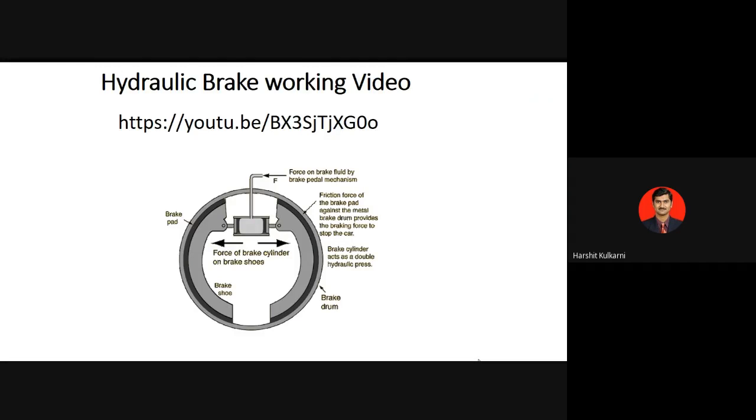Now let us see a typical application of fluid power by taking an example. All of you know that brakes are the most important features of any moving object. Brakes are very important. So let us see a braking system which is hydraulically controlled. We popularly call it the hydraulic brake.